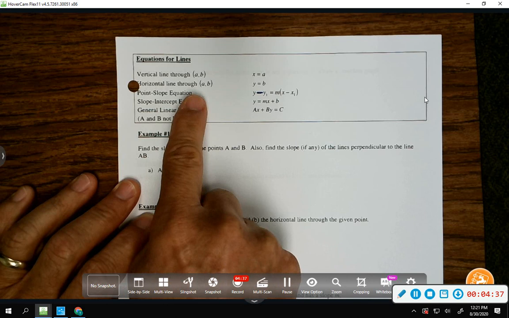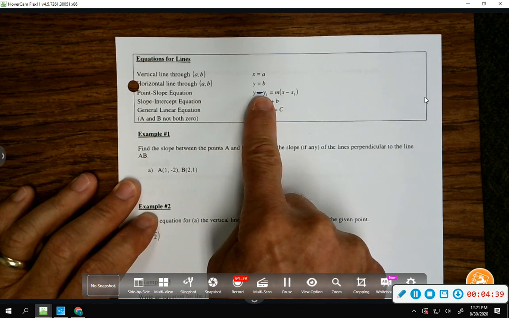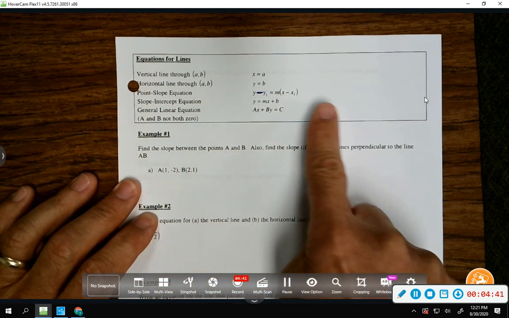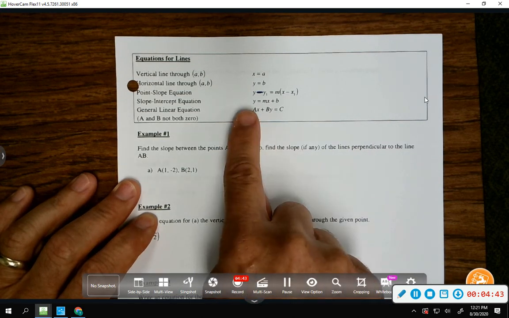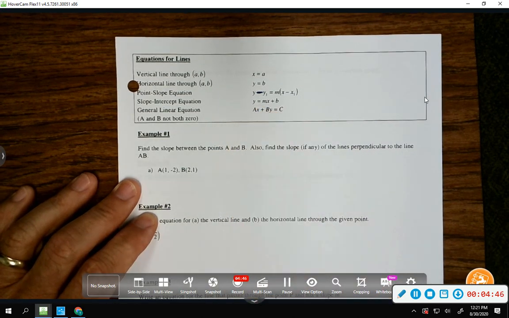I'll say point slope, but then I'll put linearization form. That just means I want the y coordinate added to the other side. That's it. Slope-intercept form, y equals mx plus b. And then they call this general form.